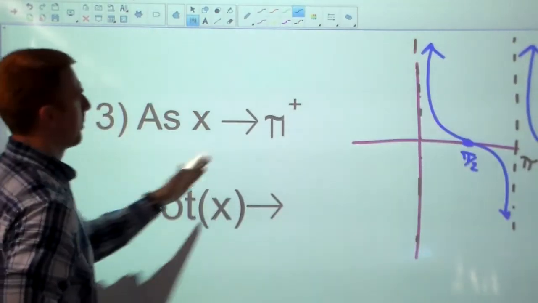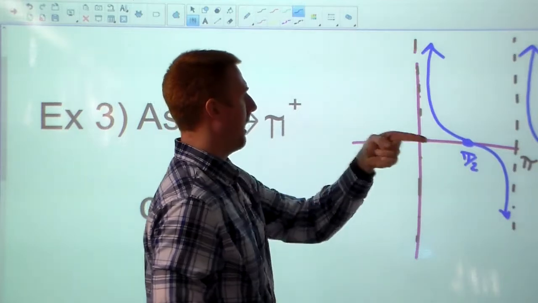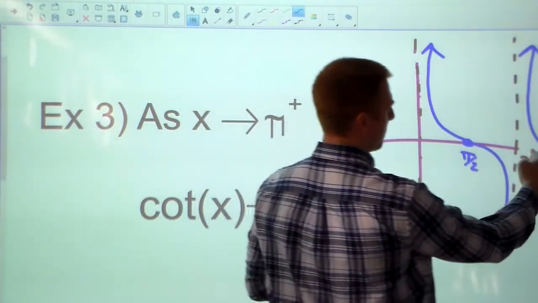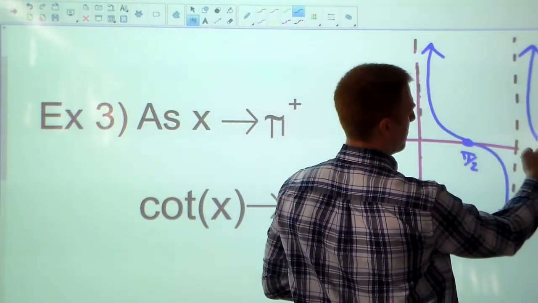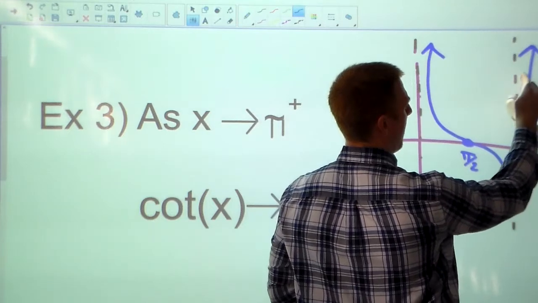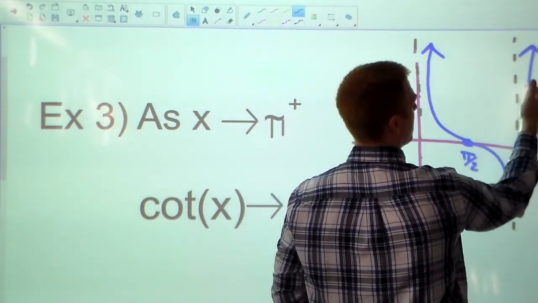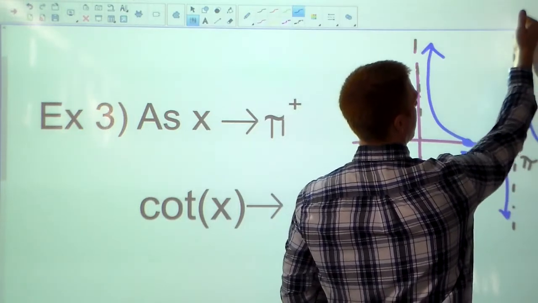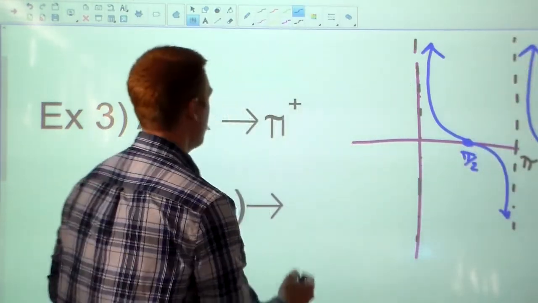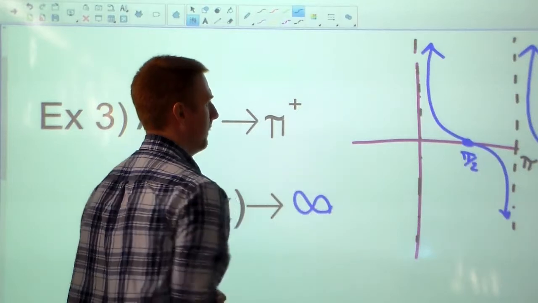So as x approaches pi from the positive side, you almost have to think backwards here. As you're coming this way, you're getting closer to pi, but on the right side, on the positive side. What are your y values doing? Well, your function just gets higher and higher and higher, so your y values are approaching infinity.